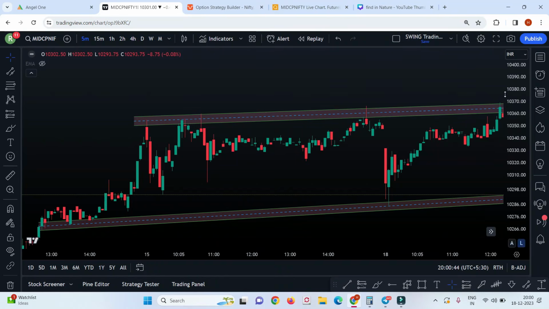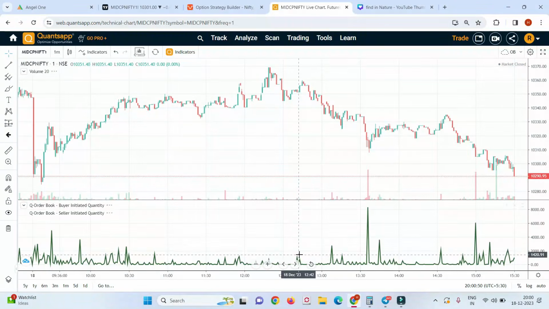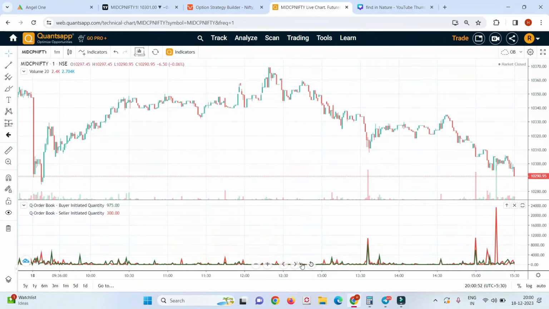And I went here, right? What was the first time? 12:15, right? Check what happened at 12:15, somewhere here. I saw these red candles. I mean to say red in the sense that there were more seller initiated orders, and then I made up my mind.